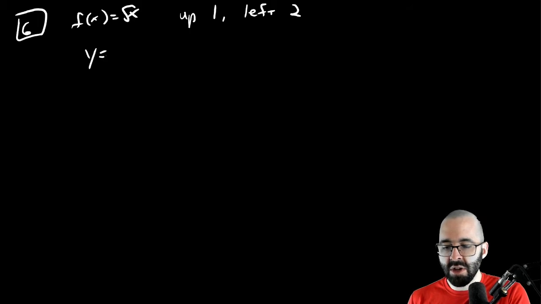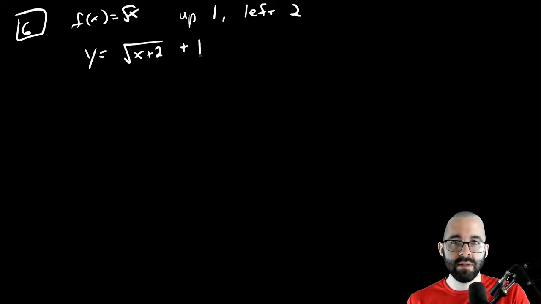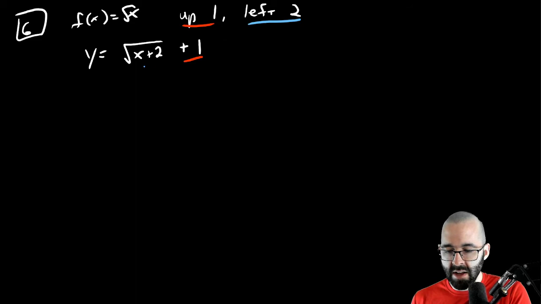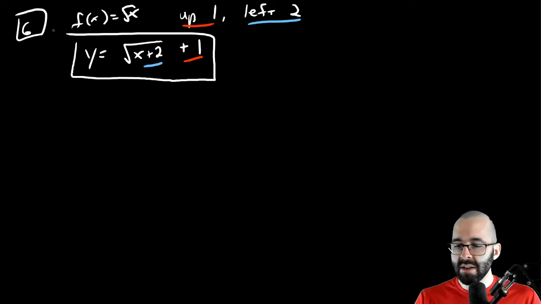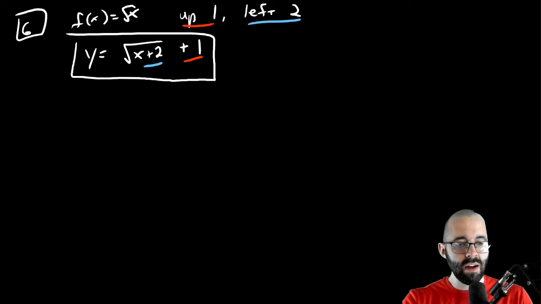What we're going to do is this new function is going to be left 2, means add 2 to the inside of the function. Up 1, add 1 to the outside. That's what that is. And that's what that is. And if we did our answer correctly, we should be able to graph it on Desmos and see if we're correct. Let's graph both of these functions.